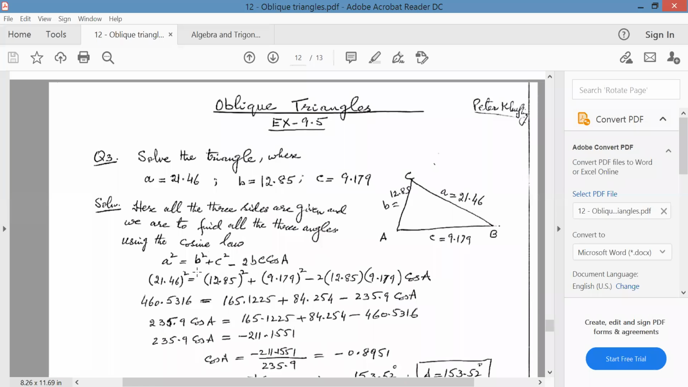Okay, the relation is A square equals B square plus C square minus twice BC cos A. Insert all the values you are given. The values of A, B, C are given, so put them in, right? And keep cosine A as it is because you need to calculate cosine of A. See, this is the way I have done it. You will do the question in the exam in this style, not in the style which the author has done.